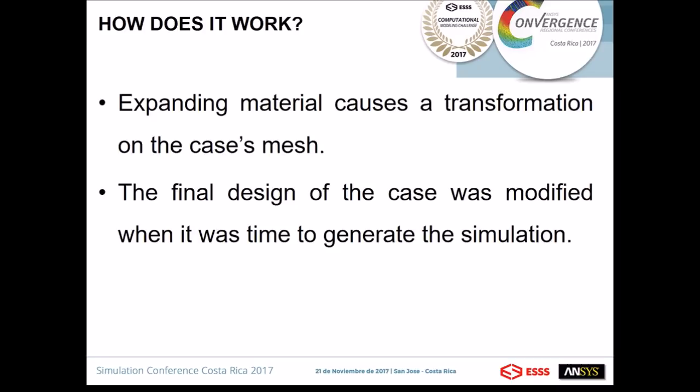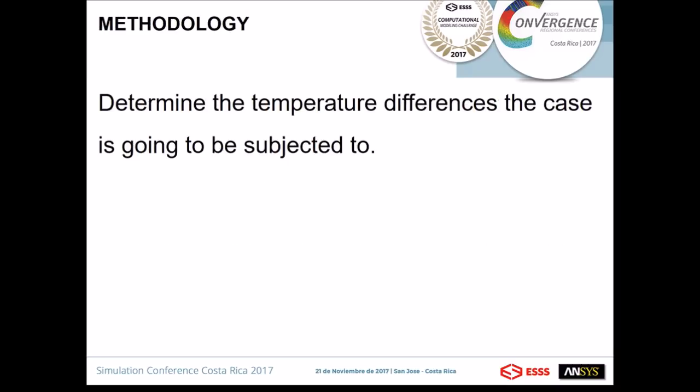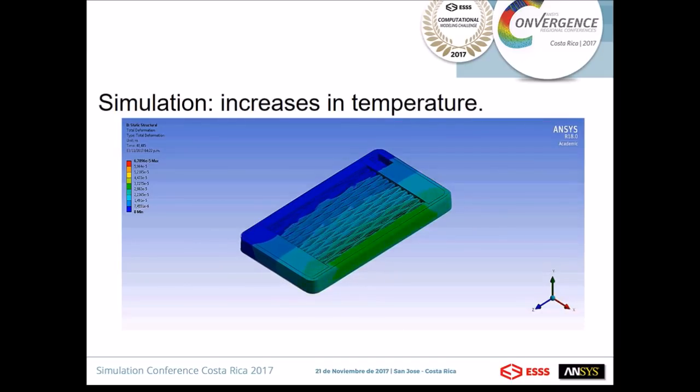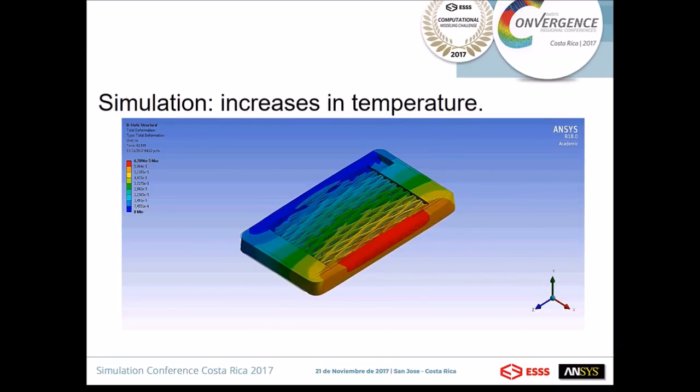The final design of the case was modified when it was time to generate the simulation, mostly due to the processor time and simulation complexity increasing radically due to the very thin and numerous covers that would finally move when the temperature was high enough. Simultaneously, it was necessary to determine the temperature differences the case is going to be subjected to during normal use, followed by the selection of materials for each part of the case and upload their thermal properties into the program. For the expander parts of the case, the material that will be used is low-density polyethylene, and for the mesh part, the polyvinyl chloride. After that, the simulation begins, which consists of increasing the temperature the case is exposed to.